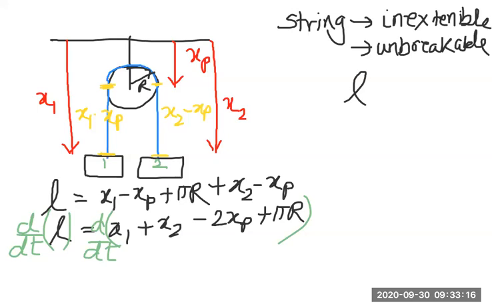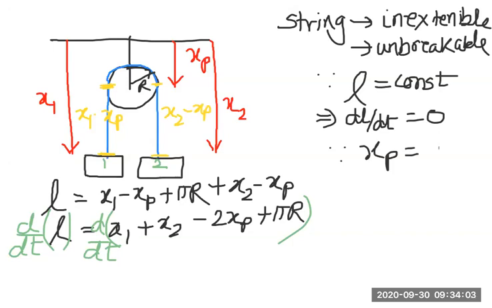L is the total length of the string. And just look above, you have written that the string is inextensible. The length of the string cannot change with time. So since L is equal to a constant, in fact this is the source of the string constraint. So this implies that dL by dt is equal to 0. Okay. Since xp is equal to constant, dxp by dt is equal to 0, right?